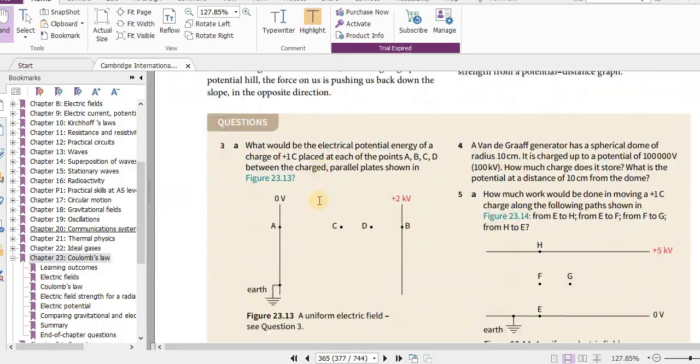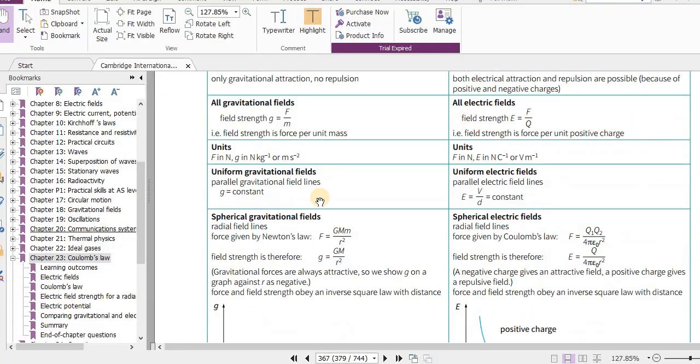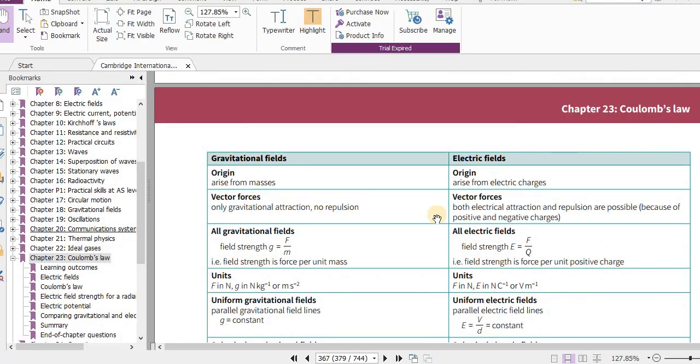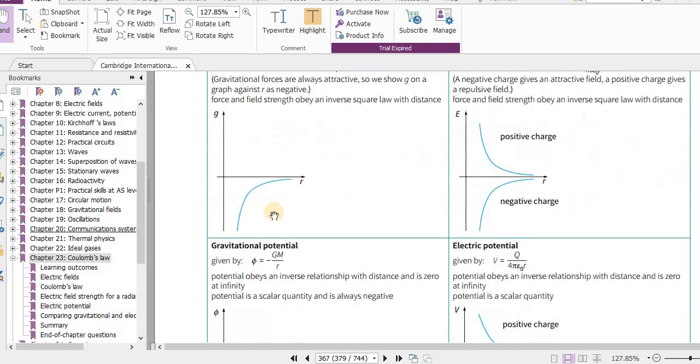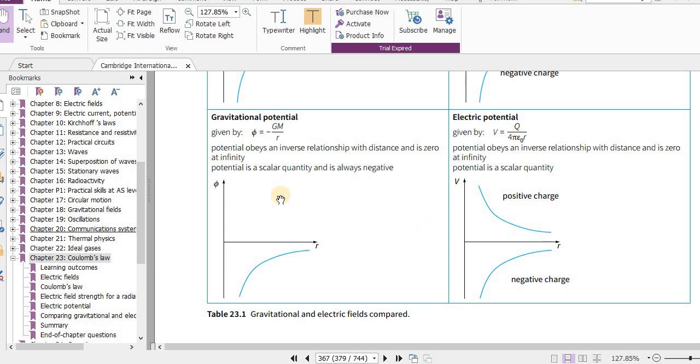Okay, so just go through this summary also, and here you can see a comparison between electric fields and gravitational fields. In the case of electric fields, you have both repulsion and attraction, but in the case of gravitational fields, it's only attraction. So that's why you don't have something on top here like this. You're only at the bottom. Same thing here.